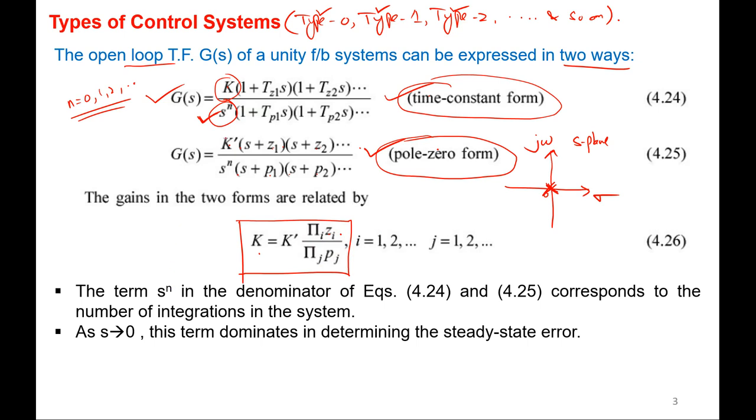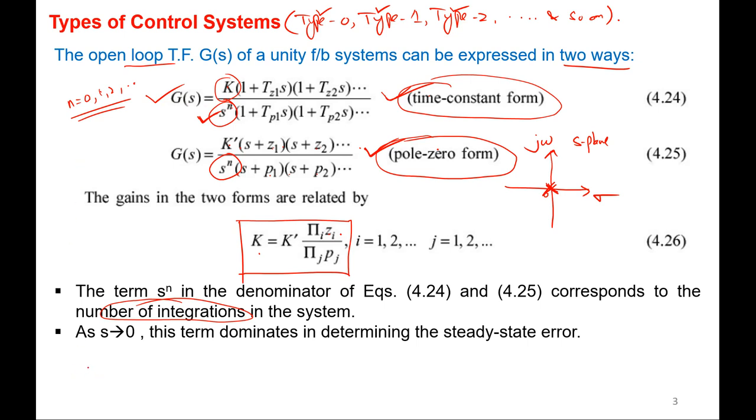And we have to give significance to this denominator term s power n in the time constant form, right? In both the equations, whether you take standard time constant form or pole zero form, it corresponds to the number of integrations in the system. Yes, if n is 0, I told it is a type 0 system. If n is 1, it is a type 1 system. If n is 2, it is a type 2 system and so on. Also, it corresponds to the number of integrations in the system.